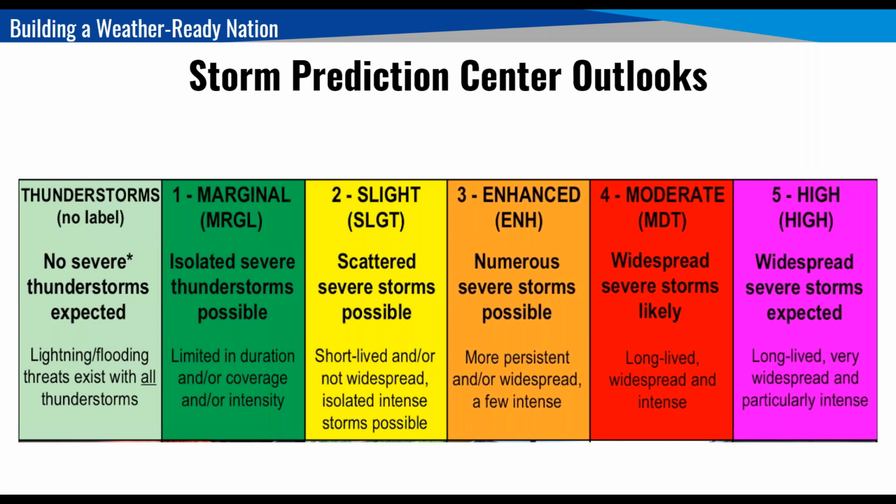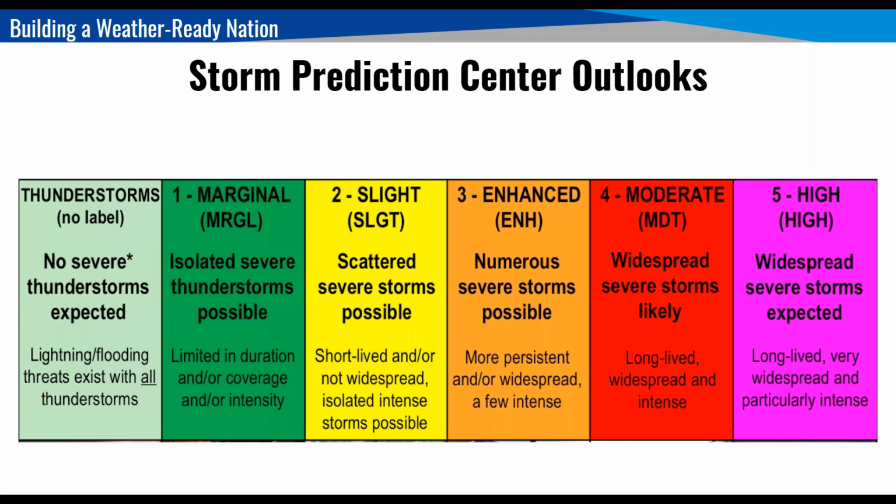The second category is slight. This is when there's more scattered severe storms possible. Generally, they're going to be shorter lived and not very widespread, but you can definitely not rule out a few intense storms. The third category is enhanced. The better way to maybe look at this as far as wording is that the enhanced here is essentially an enhanced slight. So this is saying that numerous severe storms are possible, and they're going to be more persistent and somewhat widespread with a few intense likely at this point.